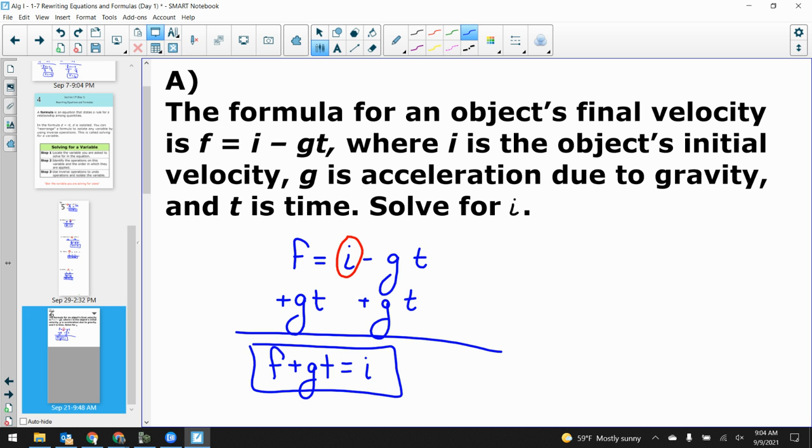But now what does that mean in terms of the context? Well, that means now that you could solve for your initial velocity. Like if I threw something, what was the initial velocity of the object? Well, if you had your final velocity, you could add it to your acceleration due to gravity times the time it took for whatever you're looking at, okay? Final velocity plus gravity times time. That will give you your initial velocity in this case. Let's do one more.